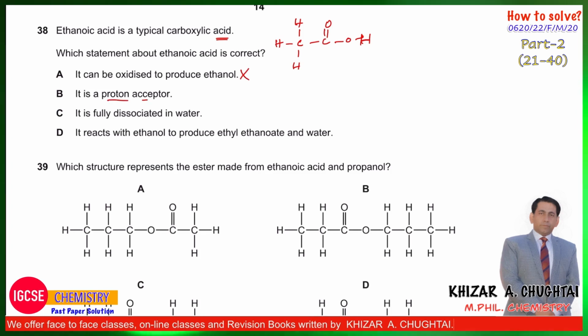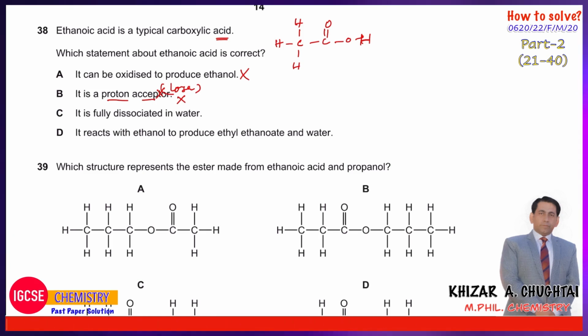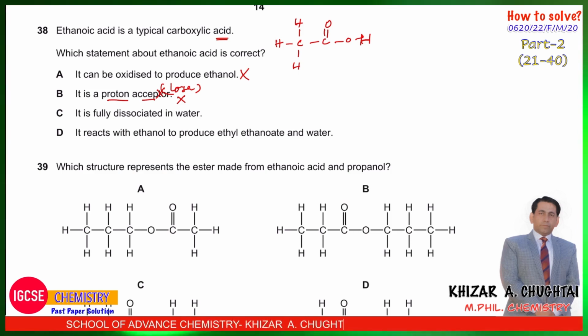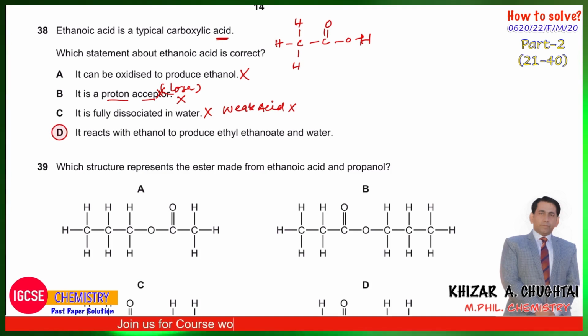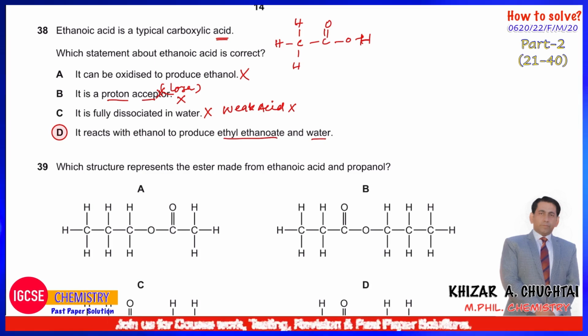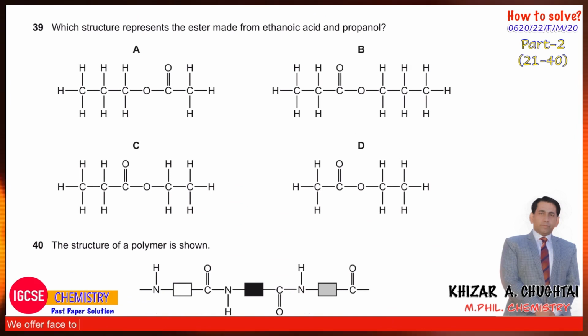It is a proton acceptor? No, it's a proton donor. It's behaving as an acid. It is fully dissociated in water? No, it's a weak acid. It's not fully ionizing in water. So the last one is the correct one. It reacts with ethanol to produce ethyl ethanoate and water. Yes, that is the condensation reaction. So D is the correct option.